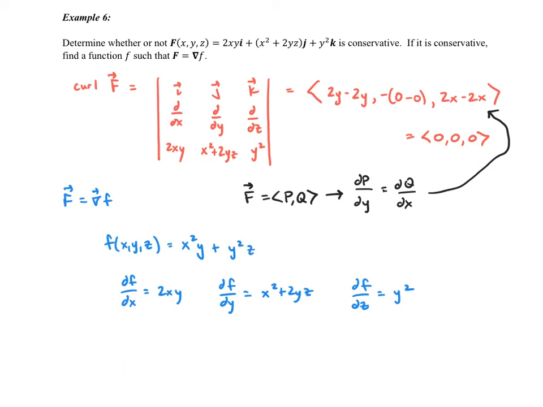Okay, so let's double check the first one again. If we take the derivative of all of this with respect to x, we get 2xy, everything's good. If we take the derivative with respect to y, we get x squared, and then 2yz, so that's all good. Let's do the third one. If we take the derivative of all of this with respect to z, we get y squared, and that matches perfectly, which means all we have to do is add a possible constant, and we have a potential function. Okay, that's example 6, and at this point we will move on to section 13.6.